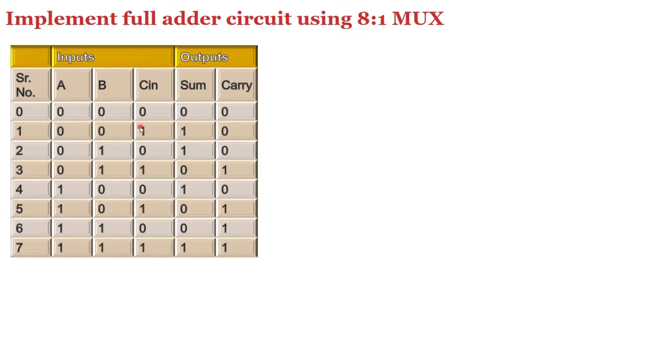So for 0, 0, 0, this is the sum and carry. Similarly, for 1, 1, 1, you have sum is 1 and carry is 1. Now, how do we use a multiplexer to implement this logic?